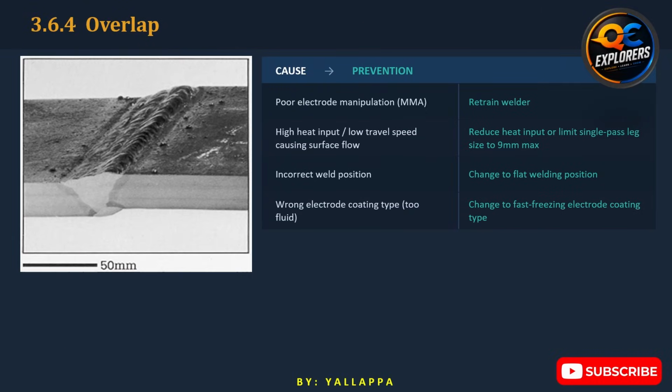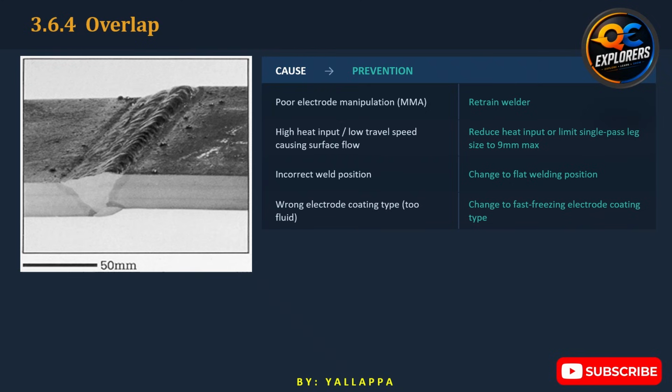Overlap occurs when weld metal flows onto the parent material but fails to fuse properly with it. This makes overlap fundamentally different from simply having a large weld profile. The metal has flowed beyond the intended weld boundary, but the required metallurgical bond has not been established. Common causes include poor electrode manipulation, excessive heat input, low travel speed and an overly fluid weld pool. Welding position can also influence the condition.